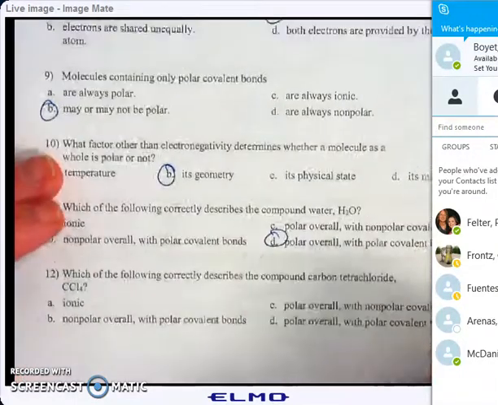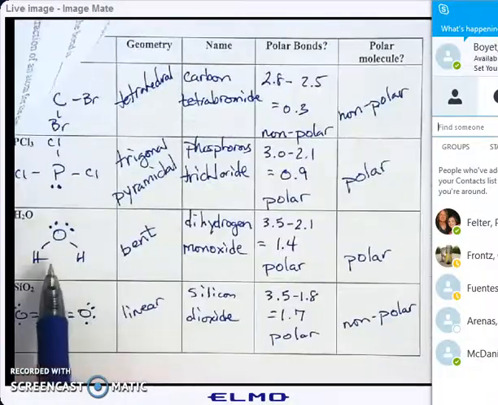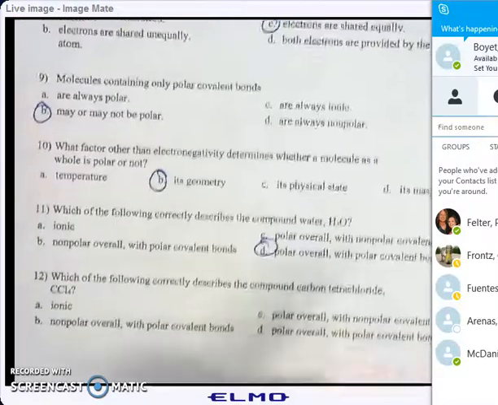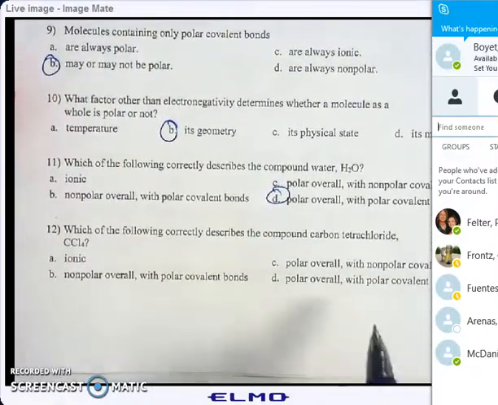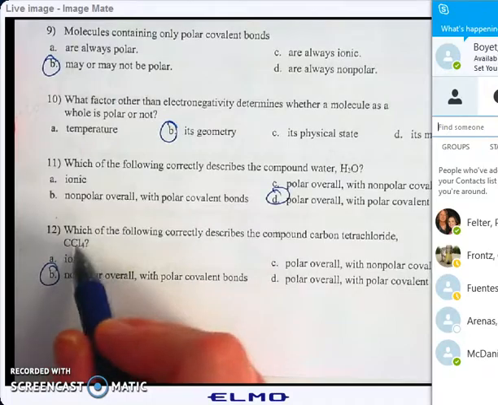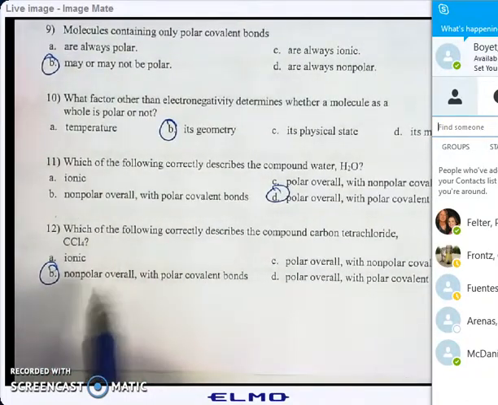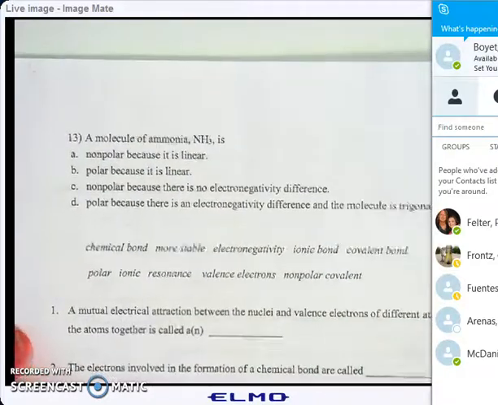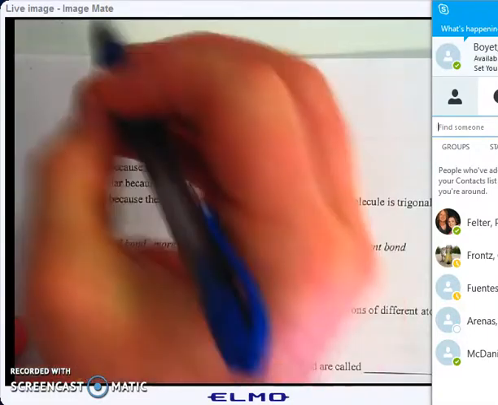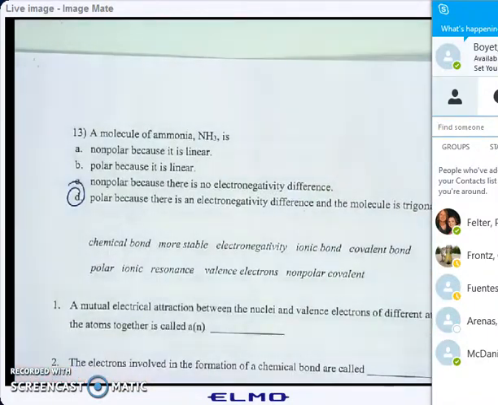Of course it's D. On our table here, we have water, right? It's a polar bond, polar molecule. Number 12. B is correct. Overall, it's nonpolar. That's just a tetrahedral. So the bonds could be polar, but they're all pulling equally. Number 13. D is correct. Okay. And it has a lone pair on it, right?